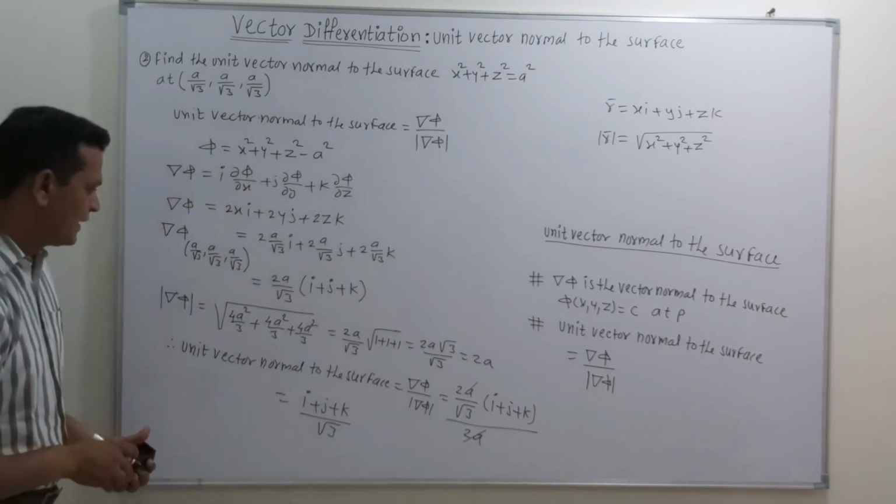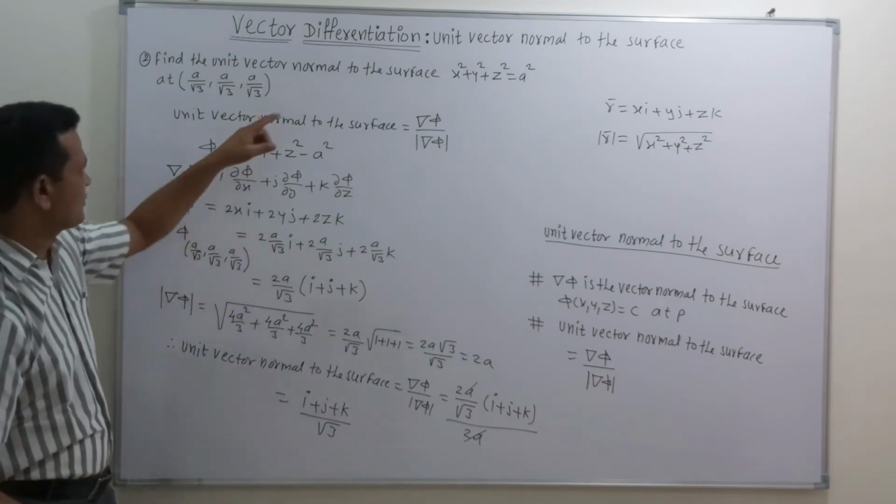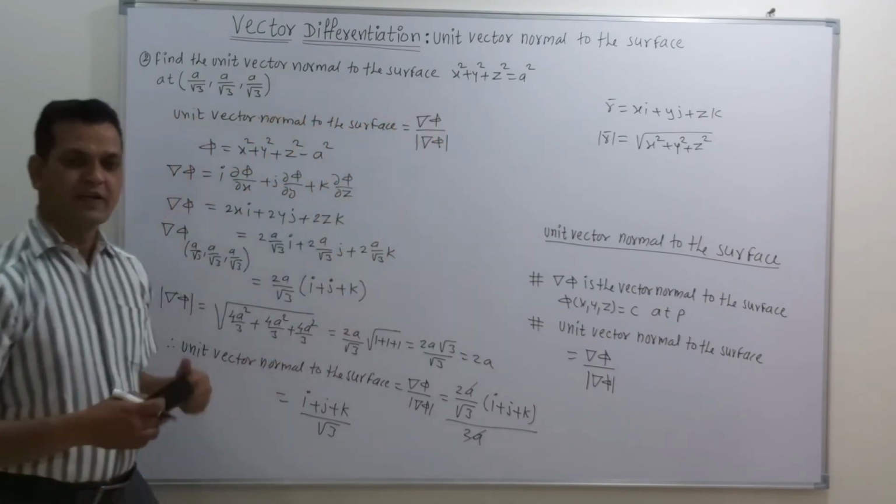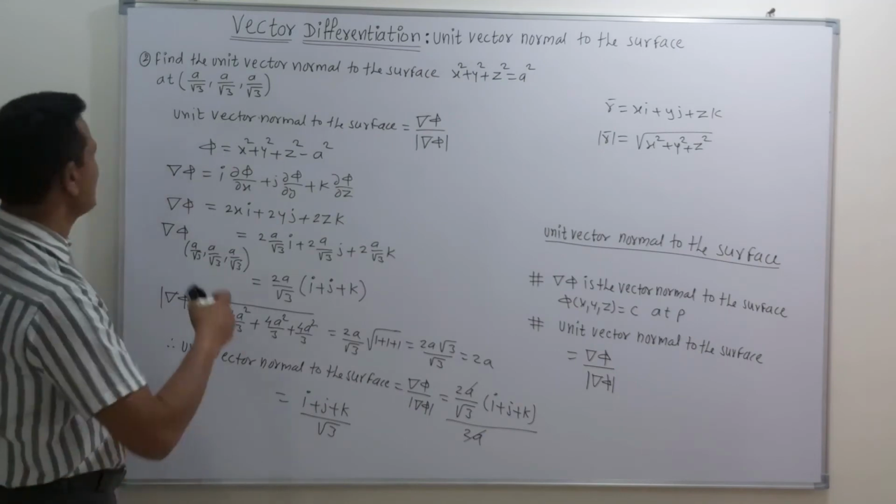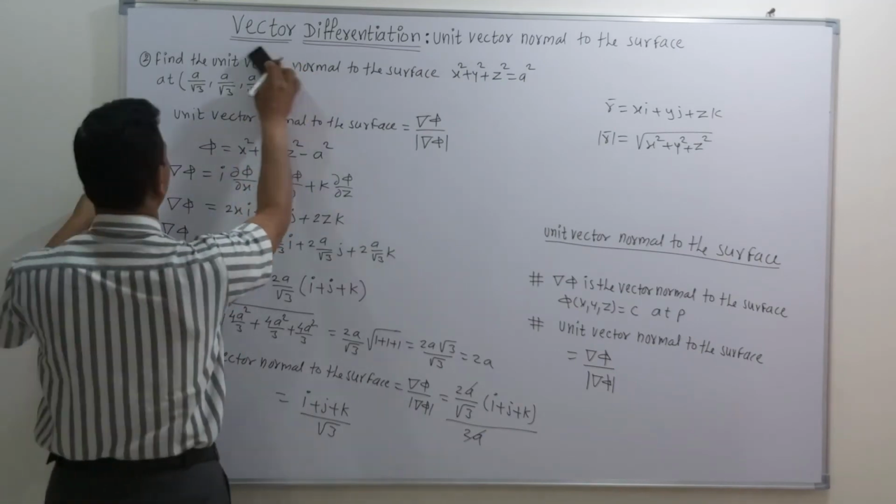So this is the unit vector normal to the surface. So this is the value of surface. So friends, this is the second example. Now let's take the third example.